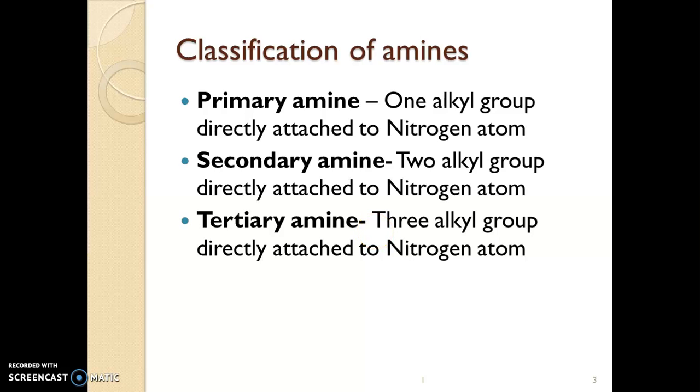Amines are classified into 3 types depending on the number of alkyl groups directly attached to the nitrogen. So the 3 types are primary, secondary and tertiary. In primary amine, 1 alkyl group is directly attached to the nitrogen atom. In secondary amine, 2 alkyl groups are directly attached to the nitrogen atom. And in tertiary amine, 3 alkyl groups are directly attached to the nitrogen atom.